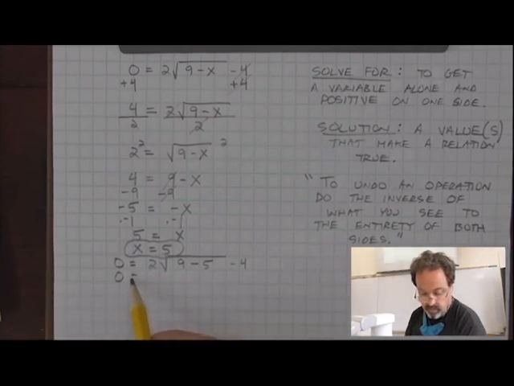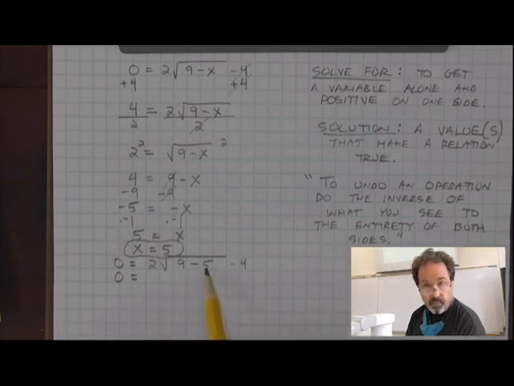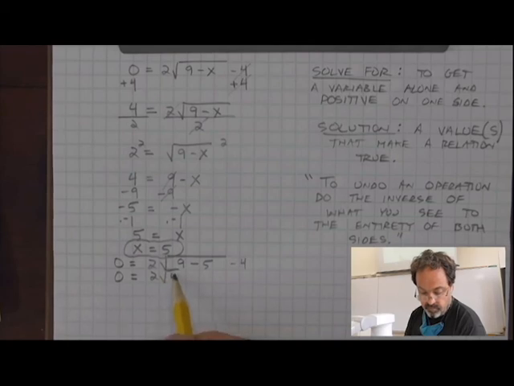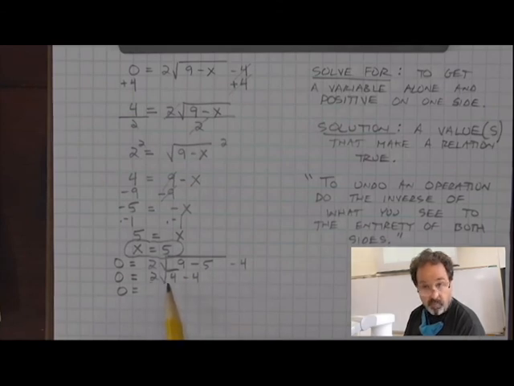0 is going to wait. It's already as simple as it can get. 9 minus 5 is 4. So this is 2 times the square root of 4 minus 4. Continuing, the square root of 4 is 2. So 2 times that is 4. And if this is all 4, when I subtract 4, I get 0.